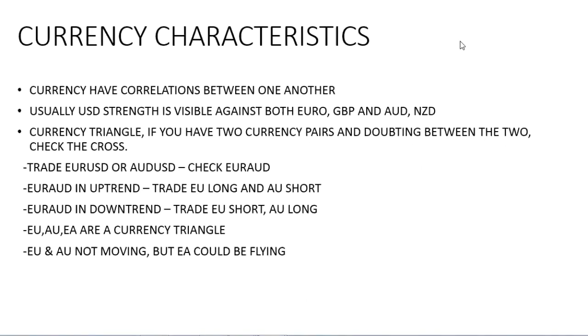The first topic that we're covering is currency characteristics. Currencies have correlations between one another. Usually USD strength is visible against the Euro, Pound, AUD, and New Zealand dollar. Currency triangle: if you have two currency pairs and are doubting between the two, check the cross of it. Meaning that if you are trading Euro US dollar or AUD US dollar, you can take a look at Euro AUD.